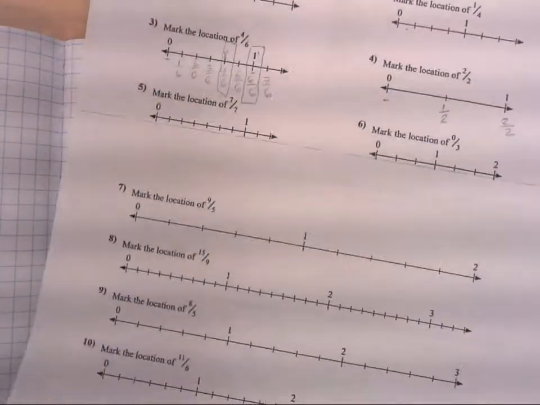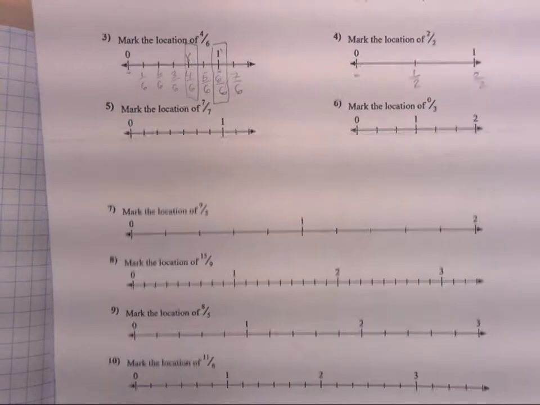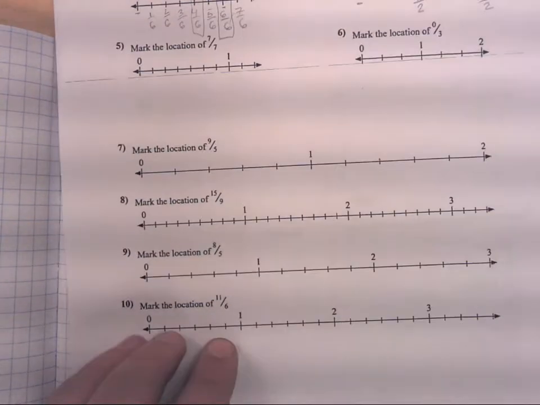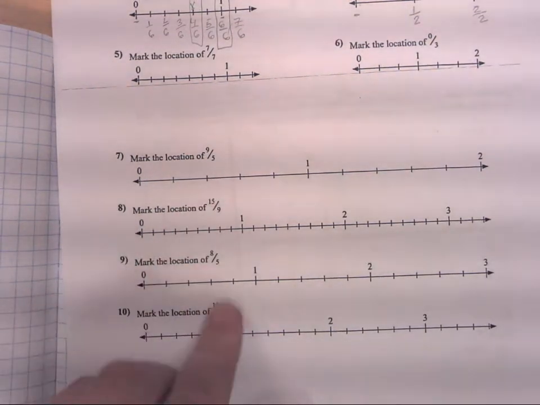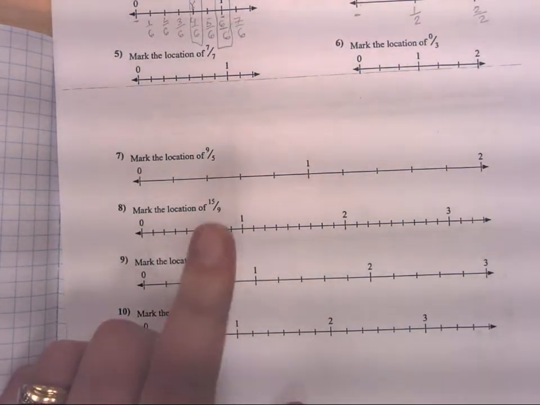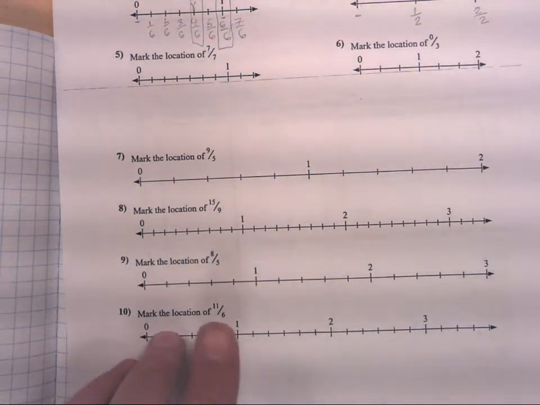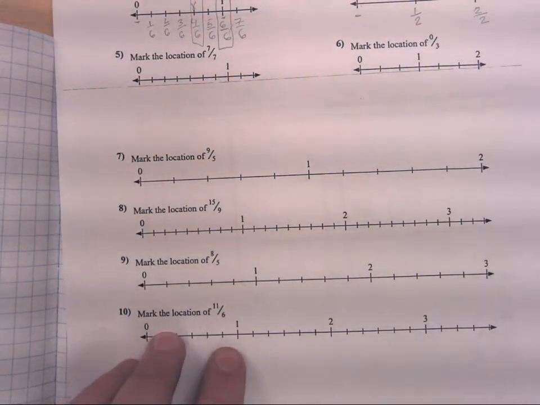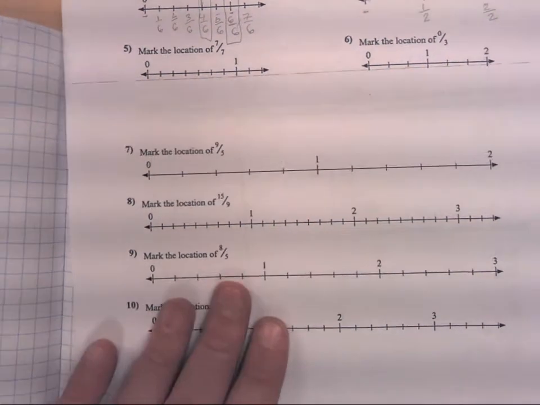And the rest of the problems on this first page are very similar. The only difference with the bottom questions here is 8 and 10 deal with improper fractions, so when the numerator is larger than the denominator.